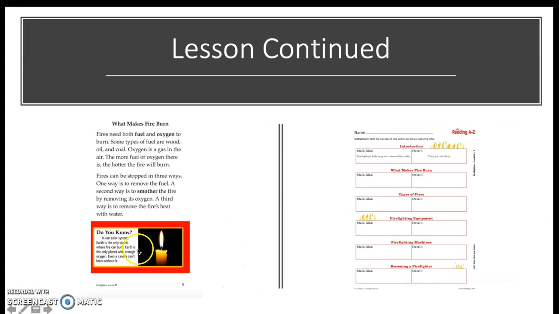So back to the lesson. This is an example page of the passage that I have reading, What Makes Fire Burn, within this passage called Firefighters. This is an example of what they will be reading overall. And then the comprehension quiz at the end is what you can see on the right, and that actually is included in the Reading A to Z itself. So I'll give that to them after the reading is over.